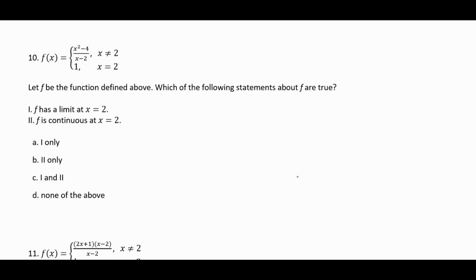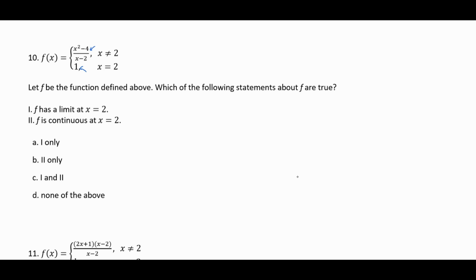Moving on to question 10, we have a piecewise function given to us. We know that we have this kind of rational expression here when x does not equal 2, so everywhere else. And then we have it equal to 1 when x is equal to 2. So let f be the function defined above. Which of the following statements about f are true? F has a limit at x equal 2.